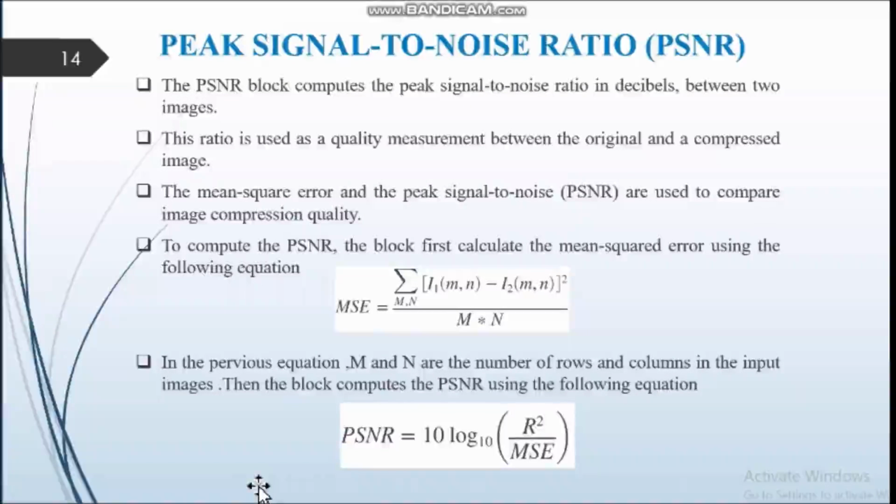To compute the PSNR, the block first calculates the mean squared error using the following equation, and this is the formula for MSE. In the previous equation, M and N are the number of rows and columns in the input images. Then the block computes the PSNR using the following equation. This is the formula for the PSNR.